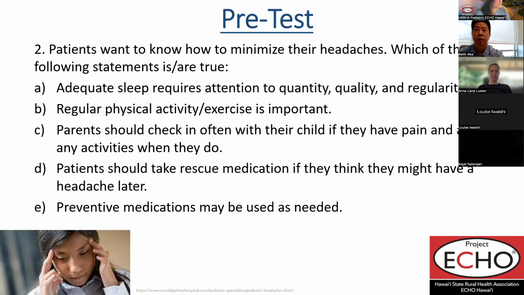Patients want to know about how to minimize headaches and get better headache control. Which ones are true? Adequate sleep means attention to quantity, quality, and regularity. Regular activity and physical exercise is good for headache. Parents should check in often with their child about whether they're having head pain and avoid any activities that cause it. Patients should take rescue medication to anticipate a headache they might have later, and preventative medications can be used as needed to prevent headaches. True or false?